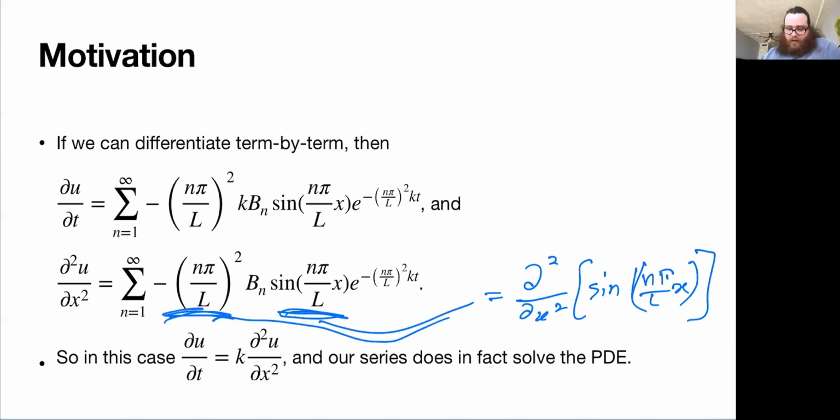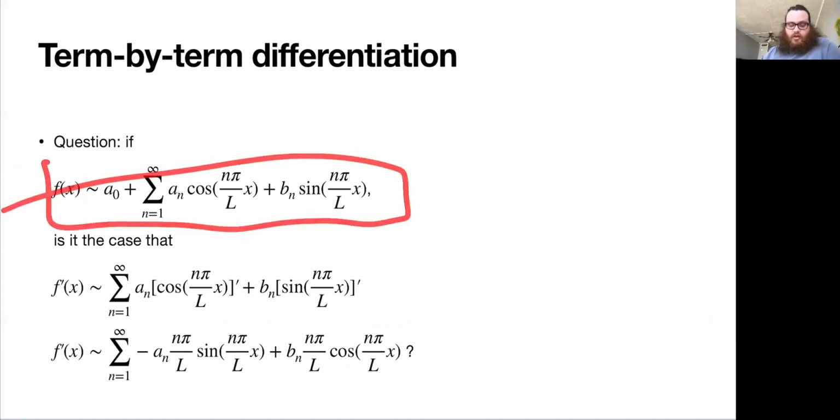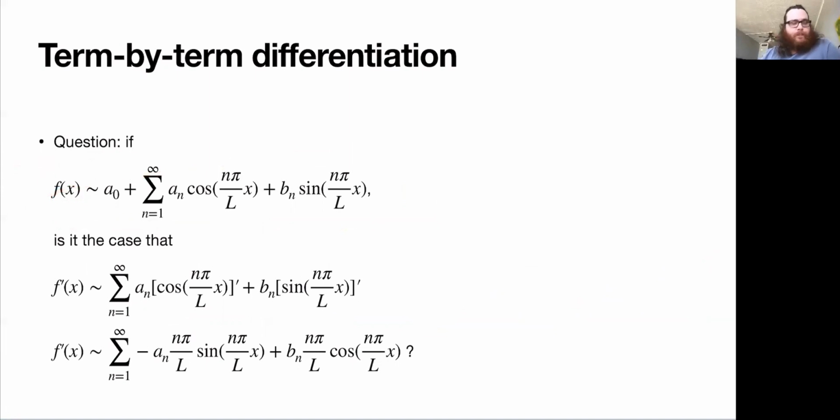Okay, and so what's the main question that we're interested in here? Well, let's see if we can generalize this. Focusing just on the spatial piece that's giving rise to the sine and cosine, the question is: if we have a general Fourier series that takes this form, a linear combination of sine and cosine pieces, and we differentiate the function, can we distribute the derivative across all of these terms? And so what does that look like?